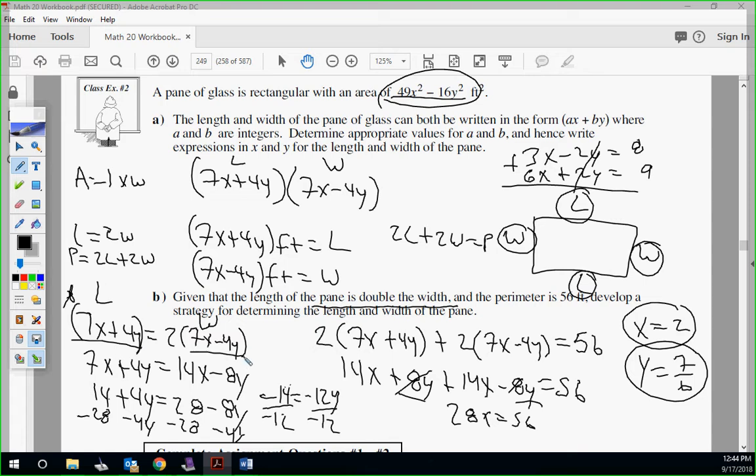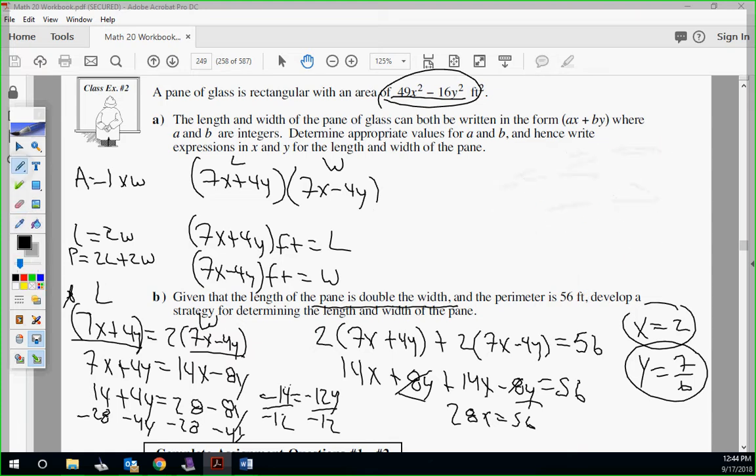So 7 times 2. Let's erase a little bit here. I'm going to erase this stuff up here, and we're going to put the answer up here. So length is 7 times 2 plus 4 times 7 over 6. So you can go ahead and calculate that. 14 plus 20 over 6. Okay, it ends up simplifying to 18 and 2/3, that's 18.6 repeating. Okay, the width, same exact thing, but minus.